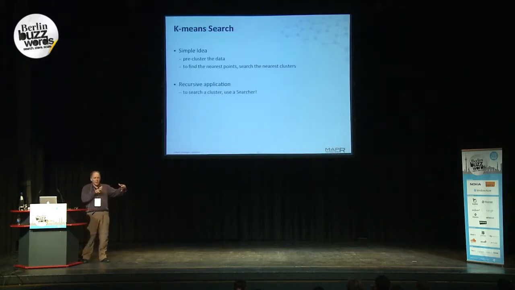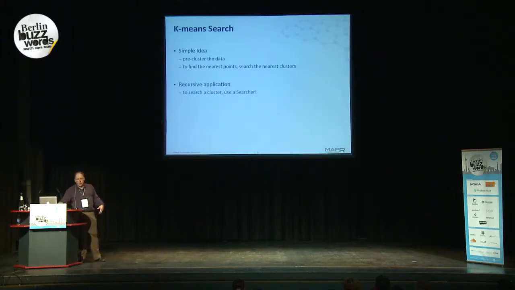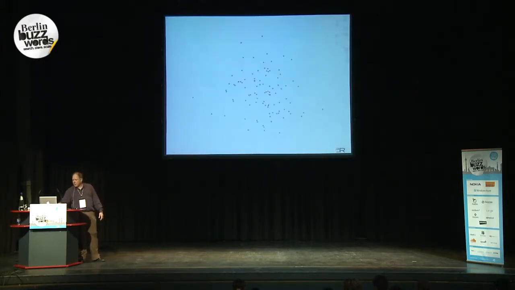The k-means search is different. It's a simple idea. You pre-cluster the data ahead of time, and then to find nearby points, you find nearby clusters and search them, probably using a projection search. And it's recursive, because inside the searching of a cluster, we use a searcher. That's kind of a fun characteristic. So here's data. These data are red, if you'll notice. And we want to find points that are close to the X.